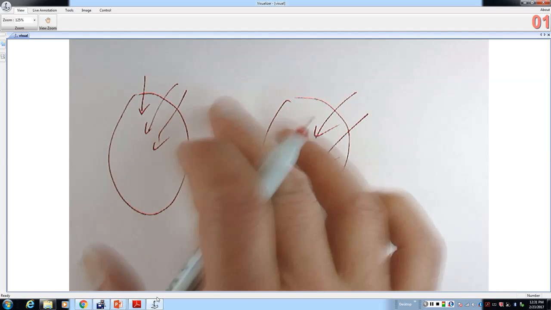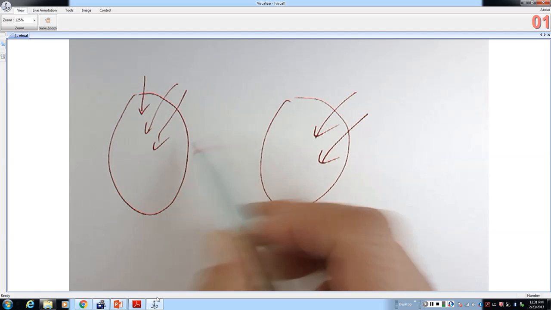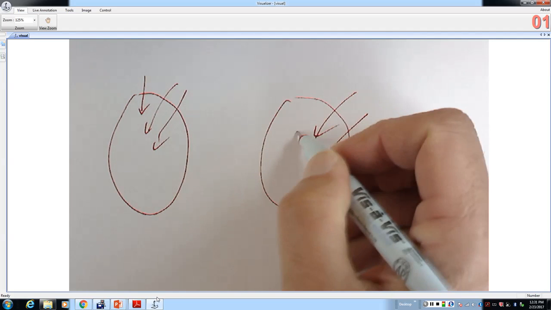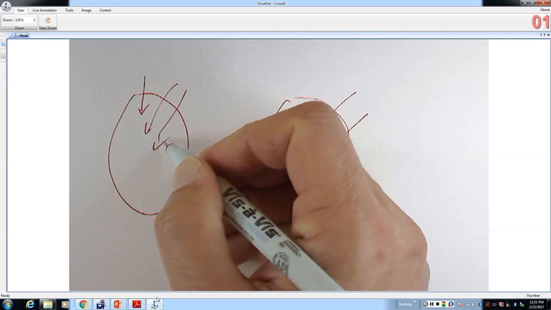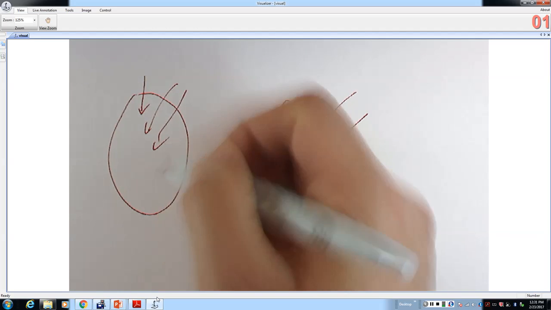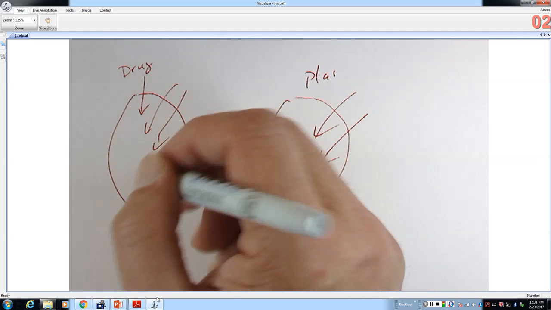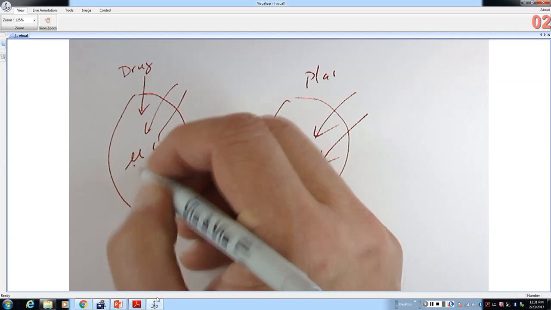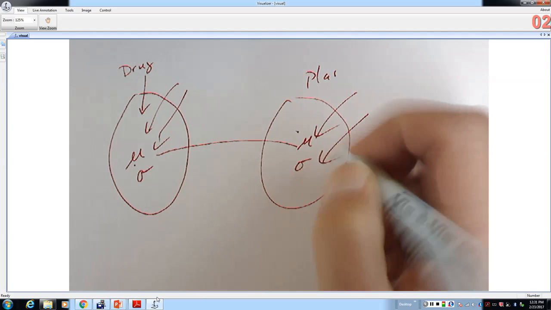Now, each one of them does not know which one they are. Remember, that's what we call the blind study. So this one doesn't know if they're having the drug or the placebo. This one doesn't know if they have the drug or the placebo. We know this is the drug, and this is the placebo, okay? And basically what we're going to do is find the mean, find the standard deviation, and compare it to this one, okay?